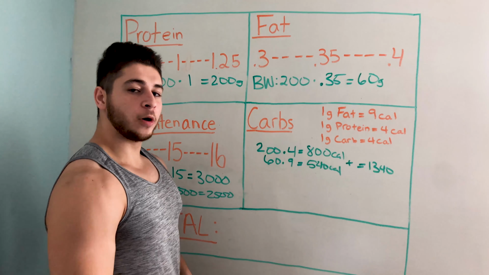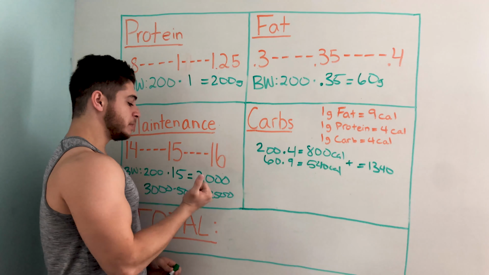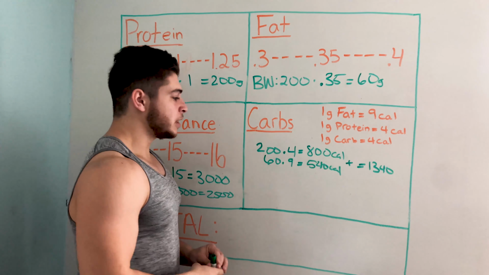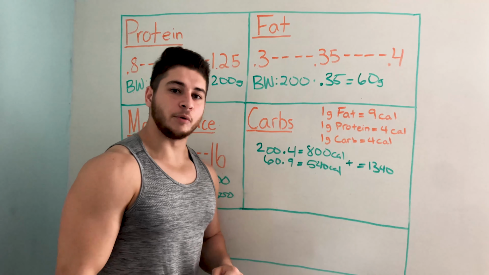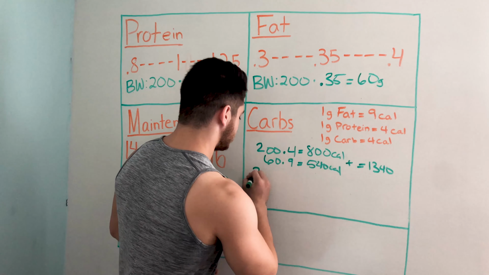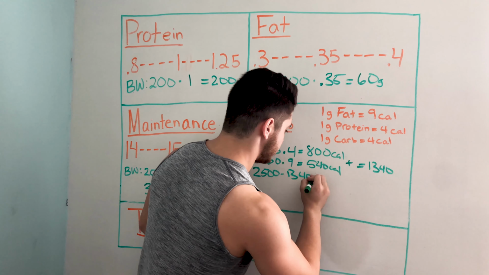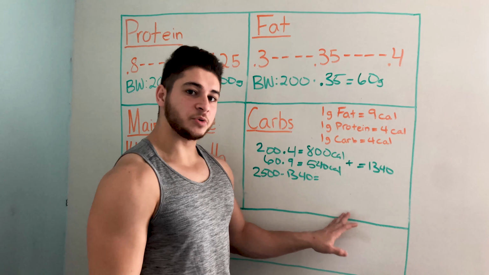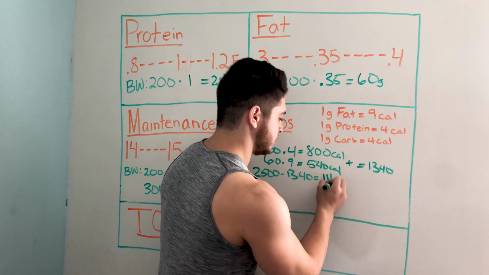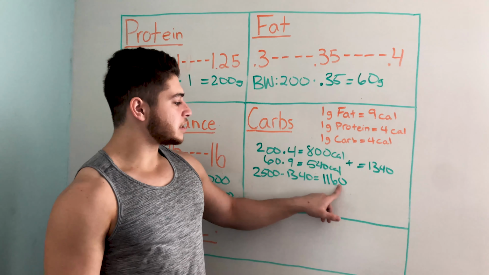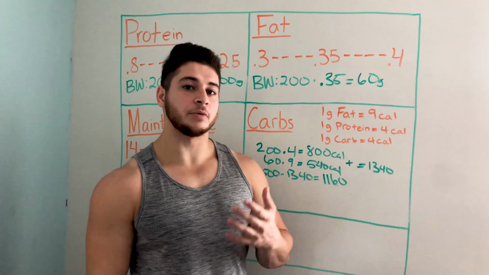Now, if you remember before, I said I want to be in a cut. So I'm going to be taking that 2,500 and subtracting that 1340 from it. So 2,500 minus 1340, and that's going to be the amount of calories remaining, which is 1160. Now from this 1160, we want to make all these calories to be carbs.